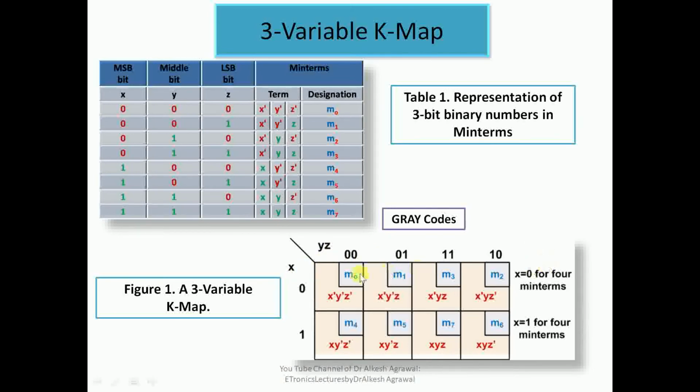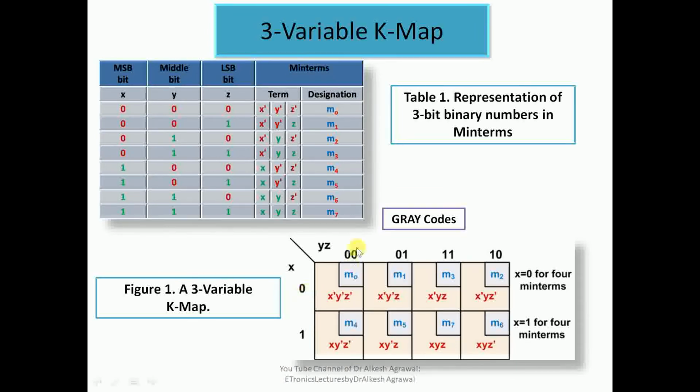This yz is in Gray code, so from 0, 0 to 0, 1, 0, 1 to 1, 1, 1, 1 to 1, 0. And this is one cell. In each cell we have this designation of the min term and the min term itself in terms of literals x, y and z. And you can see how each cell is written.